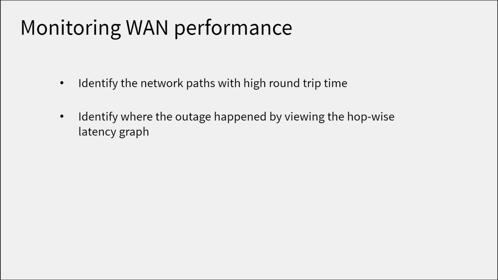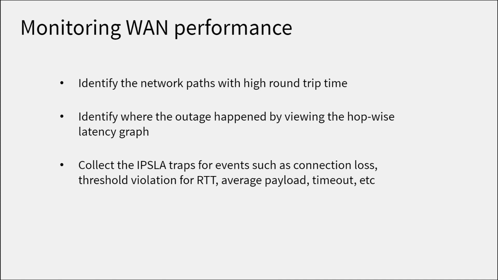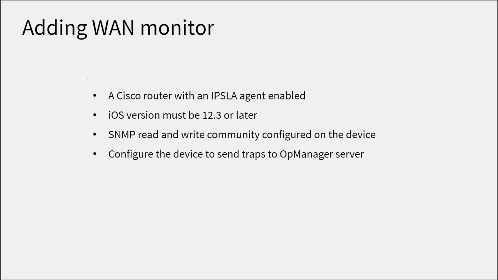It identifies the network paths with high round trip time, and it identifies where the outage happened by viewing the hop-wise latency graph. And also you can configure the devices to send SNMP traps, the IPSLA traps, to the OpManager server, so you can monitor when there is a connectivity loss, and it triggers an alert. You can also define thresholds for the round trip time, average payload and timeout, so that when it deviates from the respective threshold value, you receive an alarm for the respective devices.